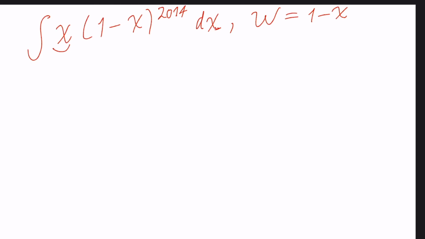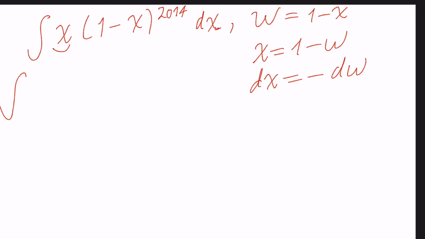2014. And we say w is 1 minus x. Let's write x equal to 1 minus w. Now dx is minus dw. And we are ready again to replace everything. So we replace 1 minus w multiplied by w to the 2014 multiplied by dx, that is minus dw.